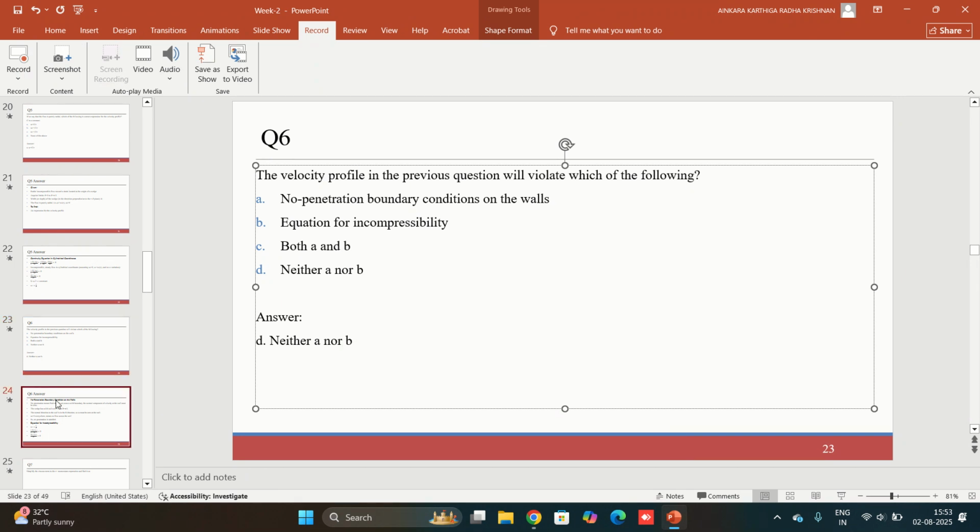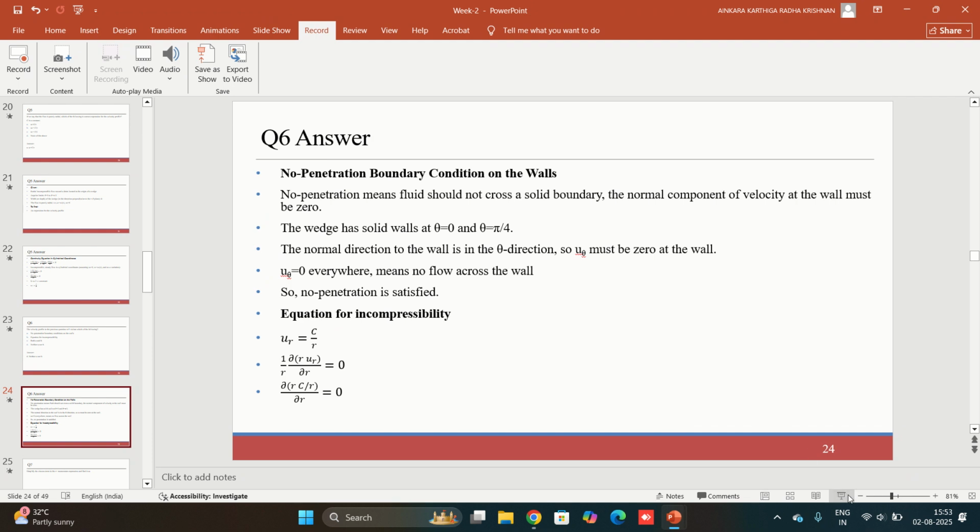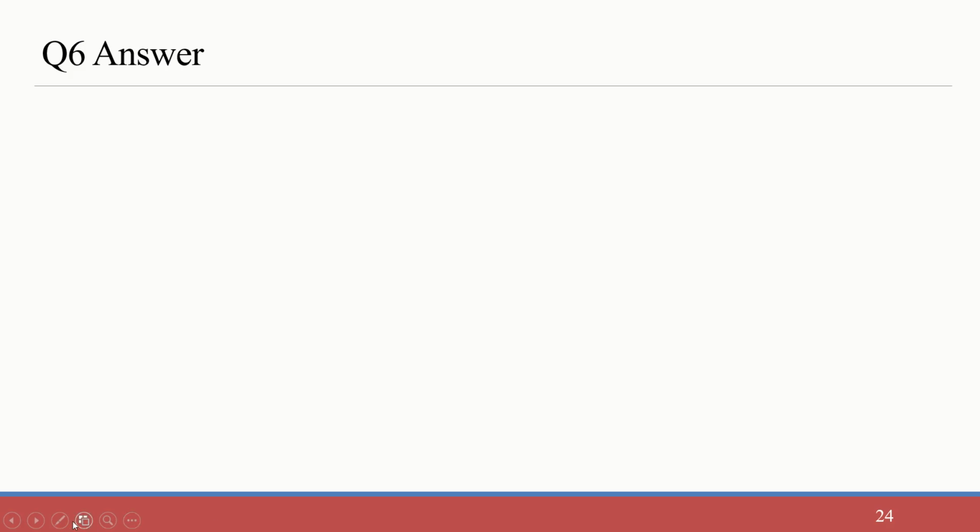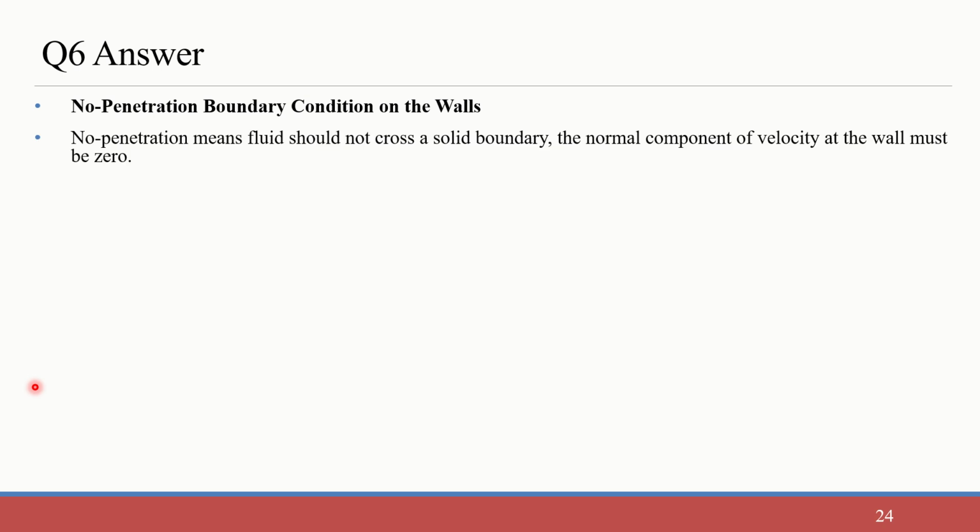We will see how option D is the right answer. What are the two statements given? The first one was no penetration boundary condition on the walls. No penetration means fluid should not cross the solid boundary. The normal component of the velocity at the wall must be 0. If the normal component of velocity at the wall is 0, it just means that there is no penetration, that is no crossing of that boundary.